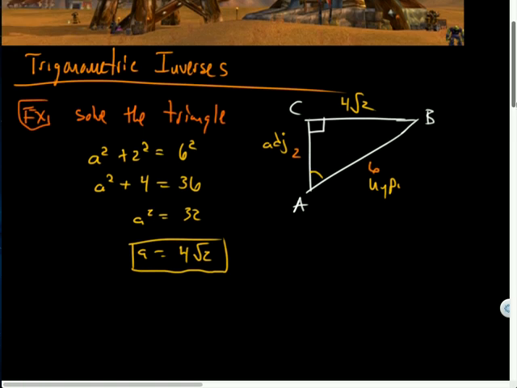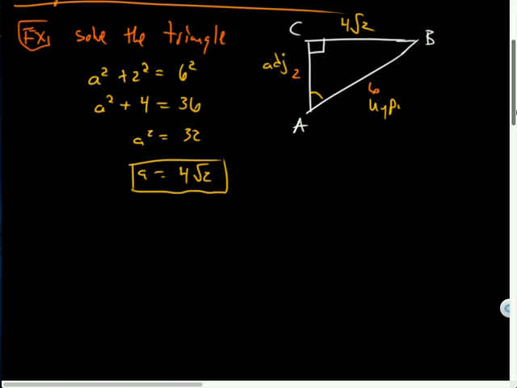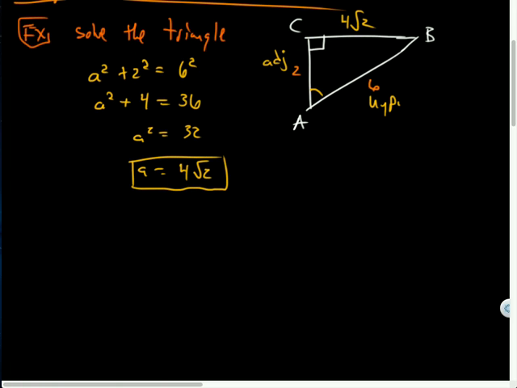So what trig ratio compares those two things? Cosine. So I'm going to say that cosine of angle A is equal to 2 over 6. Do you guys agree? I've merely just set that up like I would normally, so nothing too crazy. Now, I could reduce 2/6 to 1/3. So cosine of angle A is 1/3.